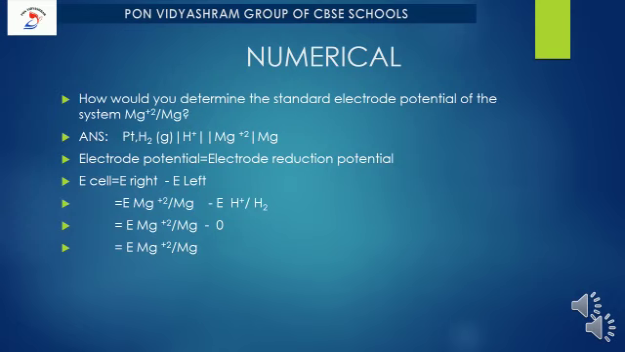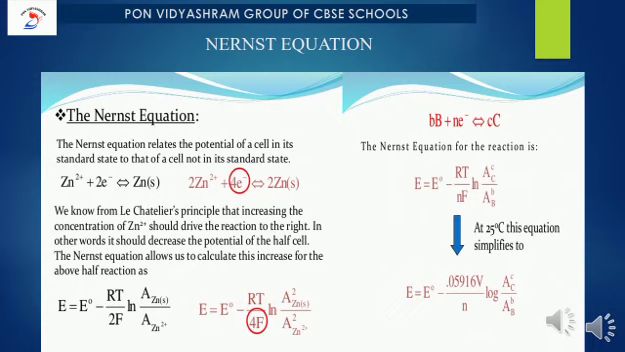Now we know that electrode potential is equivalent to electrode reduction potential. So, using the formula, E cell is equal to E of right minus E of left. Now what is that? On the right hand side we know that Mg2+ is converted into Mg, whereas on the left hand side H+ will be converted into H2. Now we know that the standard potential value of hydrogen will be 0. So now E cell is equal to the electrode potential of magnesium. That's all. Now the next heading is the NERNST equation.